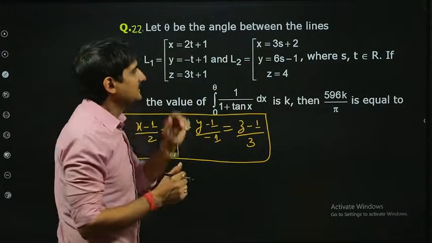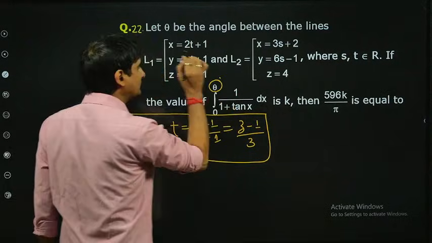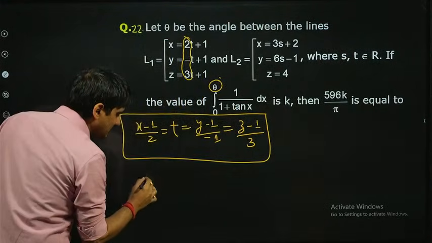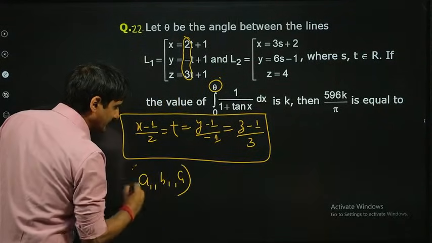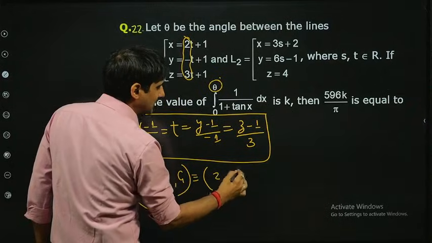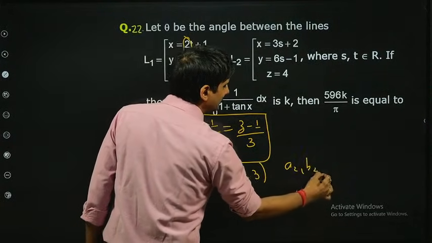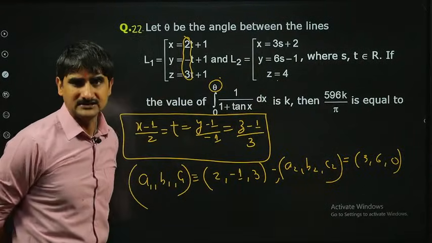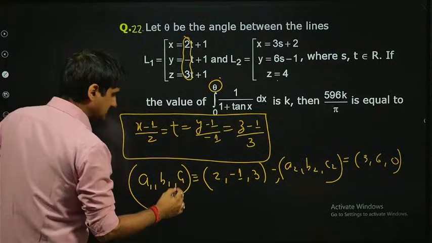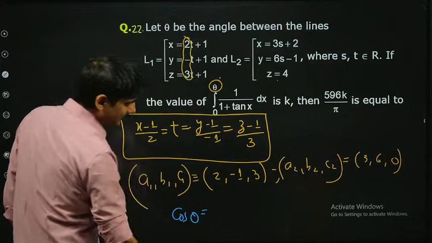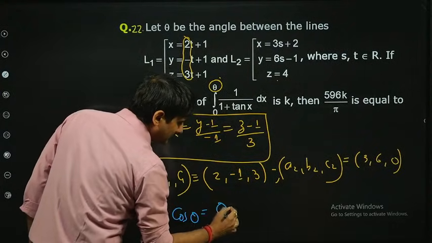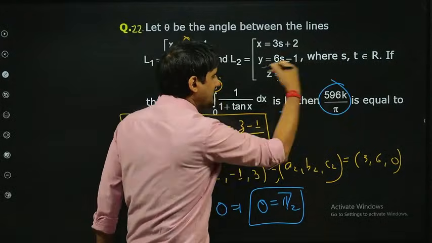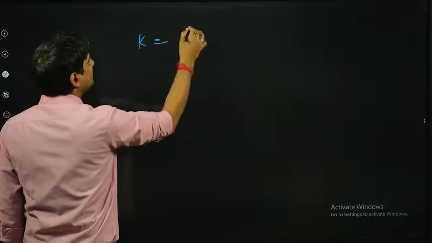If you observe, we need the angle between the lines, because that's theta which we are going to use here. These coefficients are actually the DRs. So a1, b1, c1, the direction ratios of the first line, are 2, minus 1, 3, and a2, b2, c2, the DRs of the second line, are 3, 6 and 0 times s here. So let's find the angle. Cos theta is a1 a2 plus b1 b2 plus c1 c2, which gives 0. That's good. Theta is pi by 2. Now the value of this is k, and we have to find this value. So k is 0 to pi by 2.